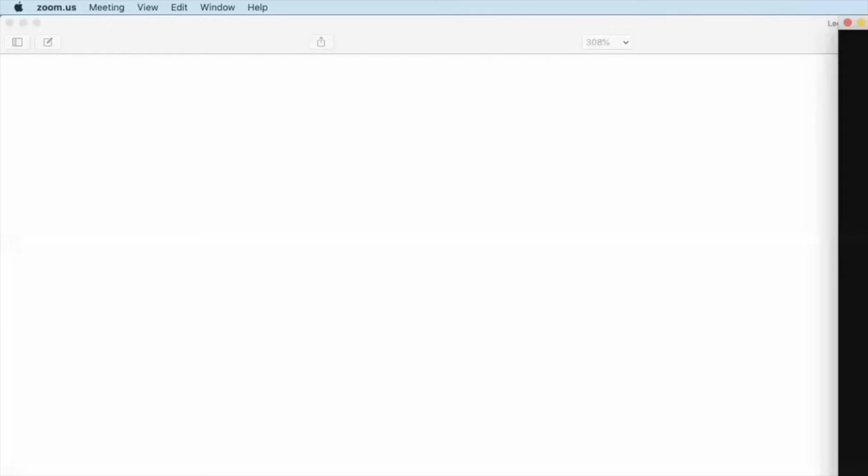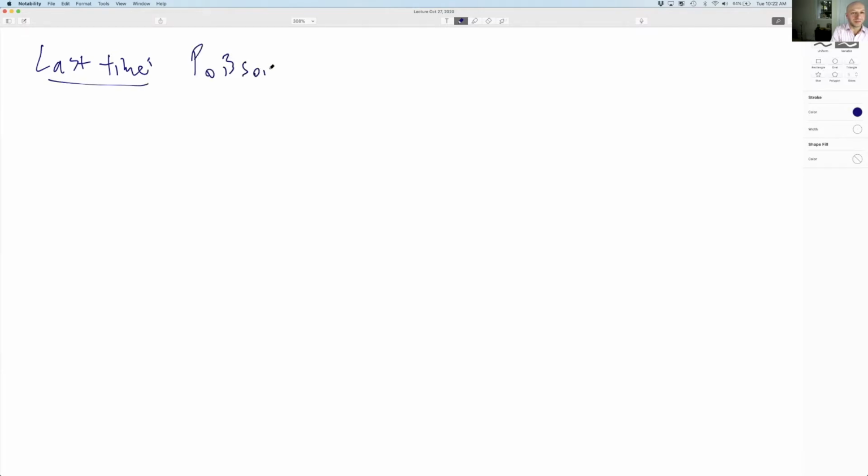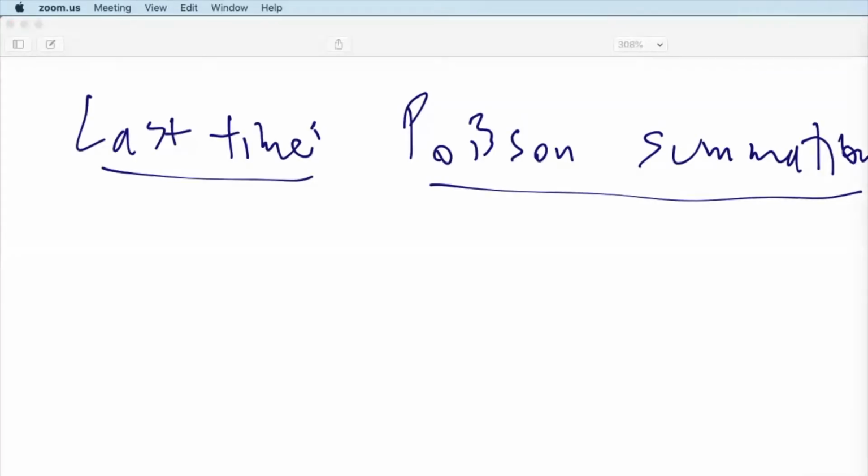So, trace formula, viewpoint, trace formula. Last time we talked about Poisson summation. What does Poisson summation say? We did this in our favorite class F, but actually it's a much more general fact.